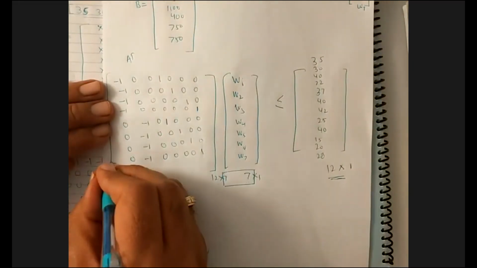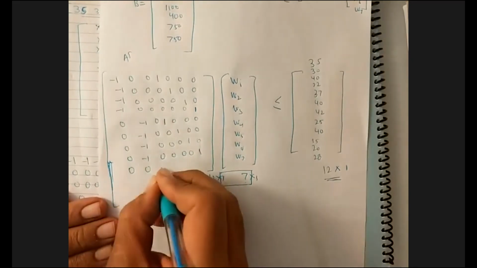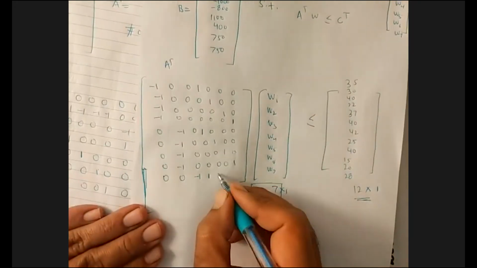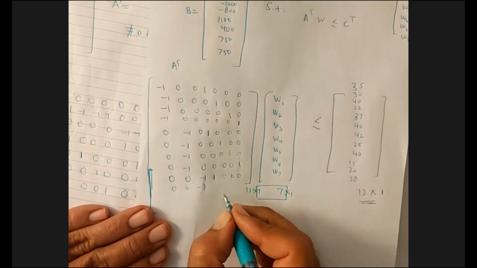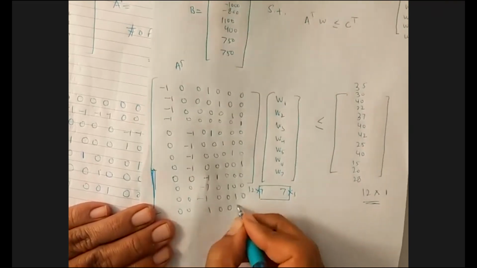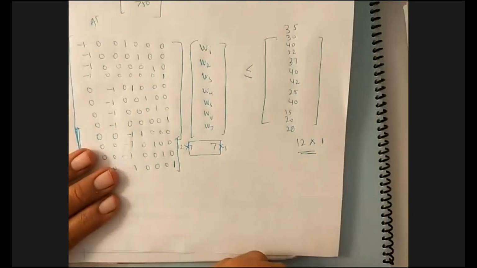And then the last set of rows really. I've got 4 more to go. So I'm going to go 0, 0, -1, and then 1, and then 0, 0, 0, and then 0, 0, -1, 0, 1, 0, 0, 0, 0, -1, 0, 0, 1, 0, 0, 0, -1, 0, 0, 0, 1. So I'm able to write my 12 cross 7 matrix.